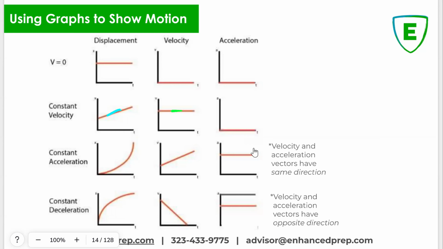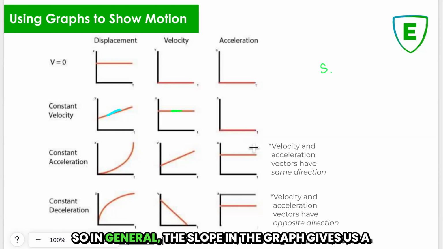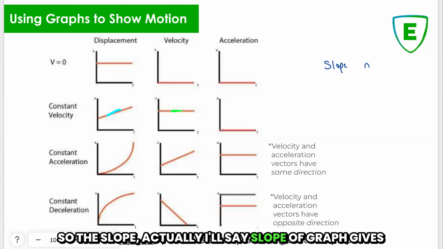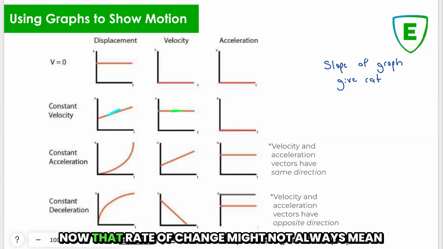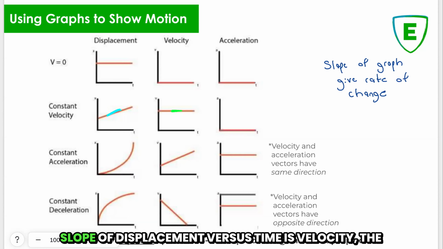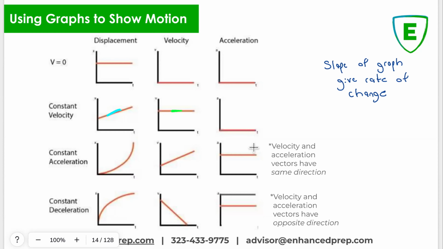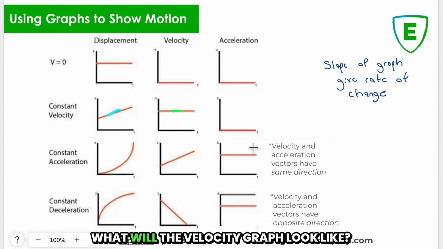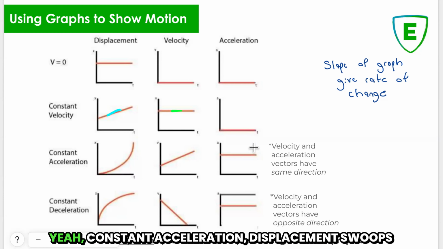Okay. So yeah. So in general, the slope of a graph gives us a rate of change. Now that rate of change might not always mean something, but for these, the slope of displacement versus time is velocity. The slope of the velocity versus time is acceleration. So they might ask you to actually pull that from a graph. Here's the displacement. What will the velocity graph look like? I'll just have to look at how it's changing.